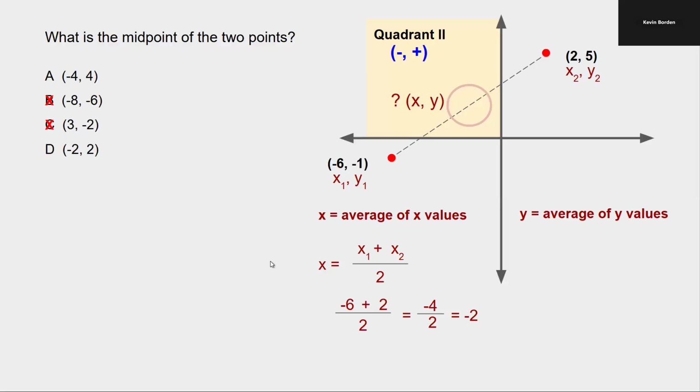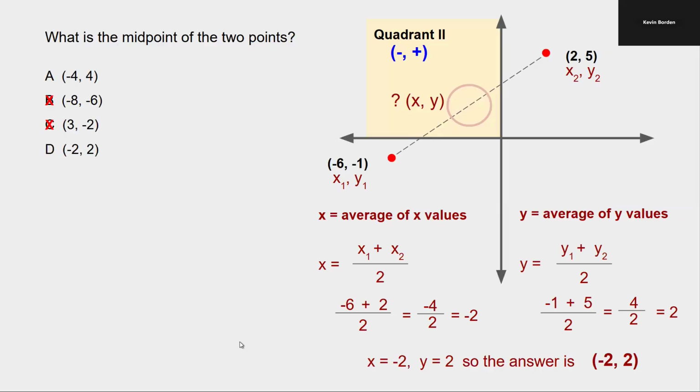Let's move over to y. It's going to be y is equal to y1 plus y2 divided by 2. Once again, we are trying to find the y part of our coordinate for the midpoint. -1 plus 5 divided by 2 equals 4 divided by 2, which equals 2. So our x part of our coordinate, -2, our y part of the coordinate, +2. The answer is -2, 2. Answer D in our multiple choice list.